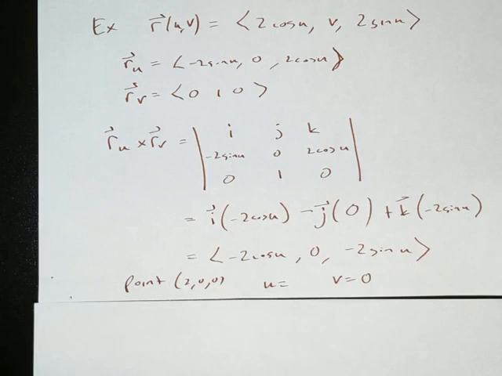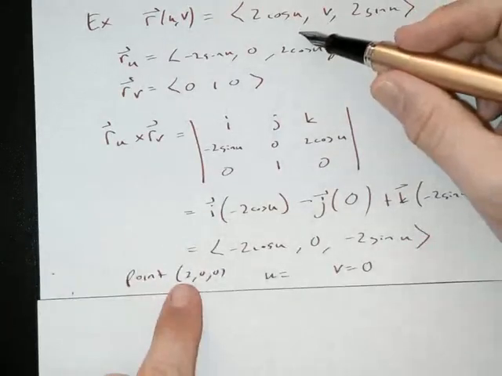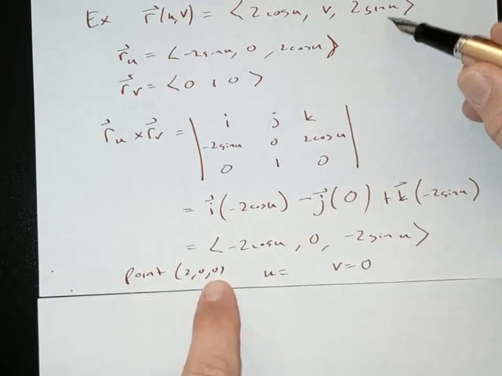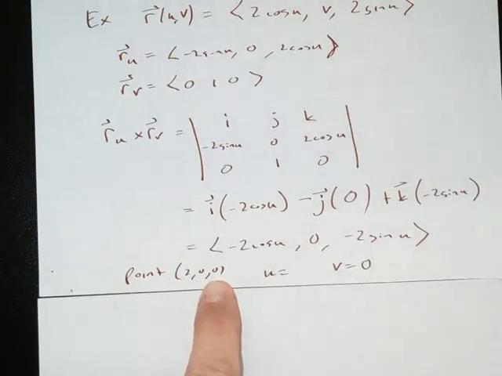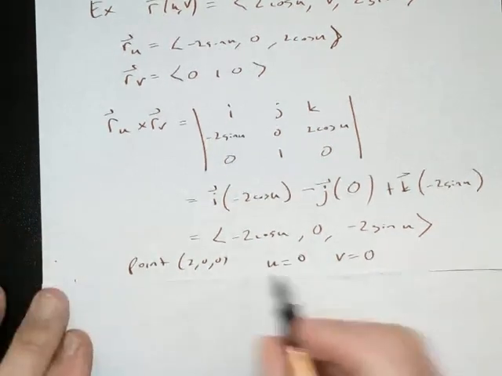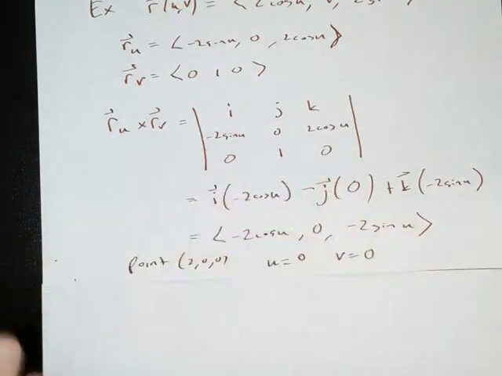What was that, Jalen? I want the x value here to match the x value here. I want the z value here to match the z value here. What's the value of u? It's 0. Which means at this point, I can evaluate this.